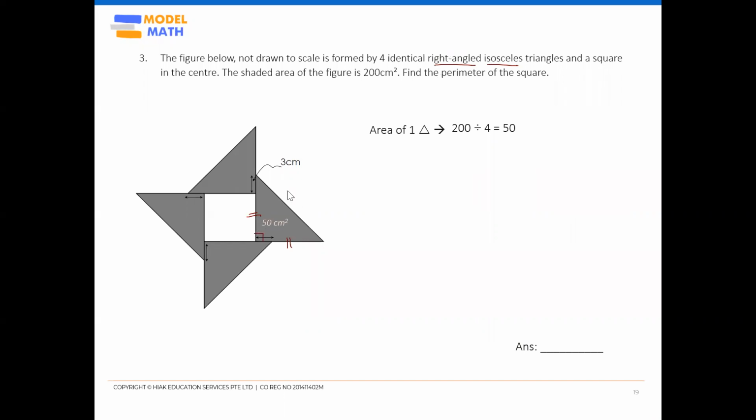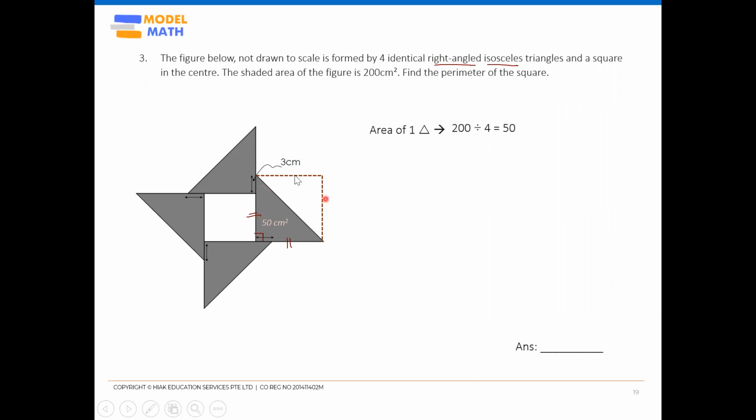Since I do not have the height nor the base dimensions, what I can do is try to form another triangle right next to it, and you will see what shape it forms. You see these 2 triangles will be the same. They will be similar. Therefore, this whole thing will be a square.